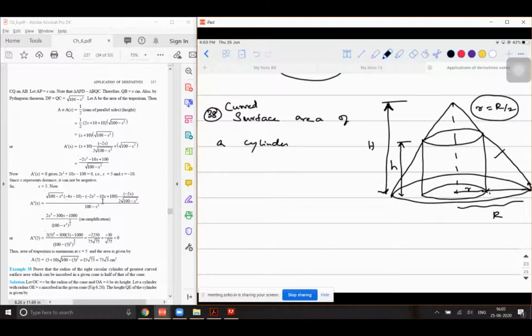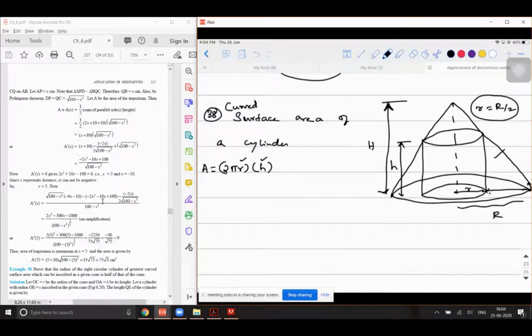So here the curved surface area of a cylinder is going to be 2 pi r h. The base circumference multiplied with the height, 2 pi r into h. So here r and h both. If I call this area A, will I be able to differentiate and proceed? Obviously not, because you have two variables. So what is our work? We need to convert it in terms of one variable.